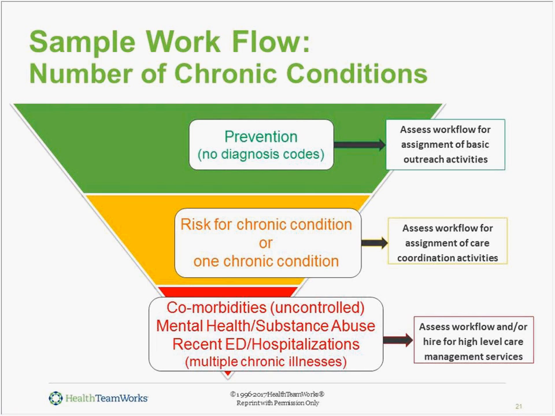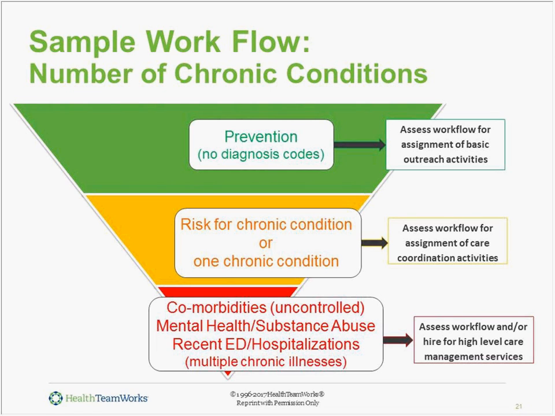Go to the red. This is looking at patients who might have comorbidities. They might have a chronic illness and a mental health or substance abuse issue, having ED visits and hospital admissions. They have multiple chronic illnesses. So I read a recent study that said that 25% of people that are originally in a high-risk category or very costly during a year will move out of that risk category in the next year.